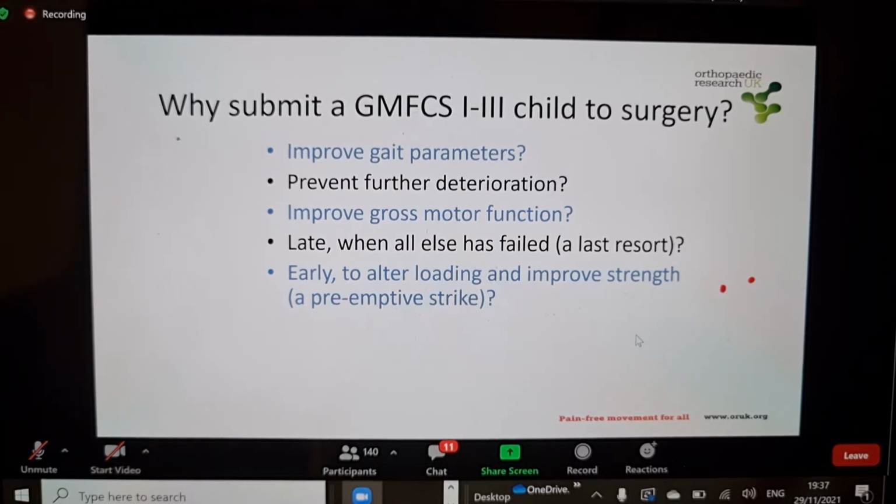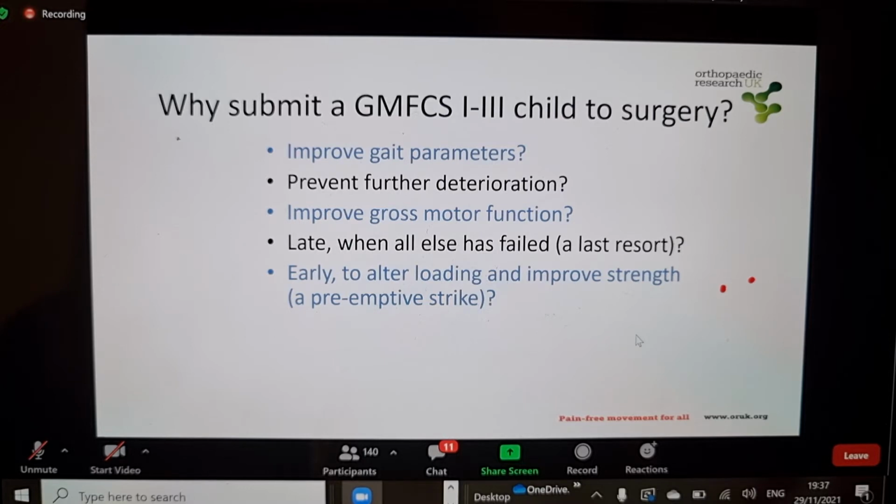Or because you can tell the patient, well, if we do this, you'll be able to do more in terms of gross motor function. And when you're going to do it, are you going to do surgery when all else has failed? Or, and this might be a new concept, should you do it early? Are there some advantages of doing early surgery to try and improve outcome for the patient?